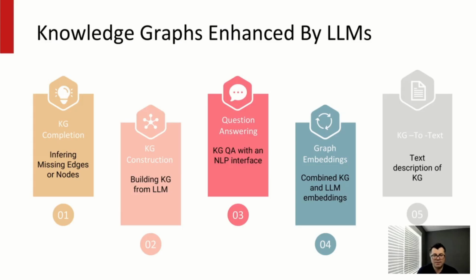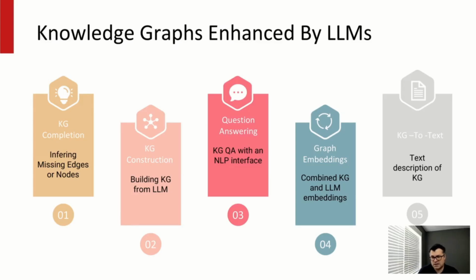One would be the completion task. This is like if I have missing edges or nodes in my knowledge graph, I can talk to the language model and use its reasoning and inference capabilities to infer what those missing edges or nodes should be or might be.